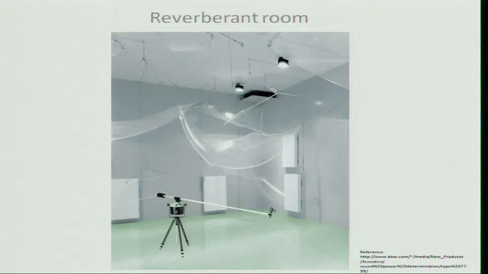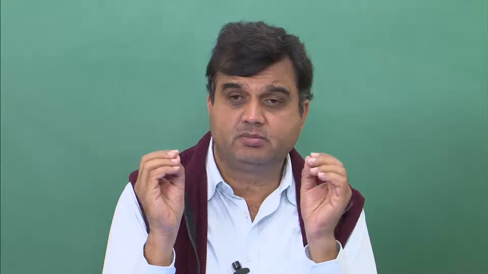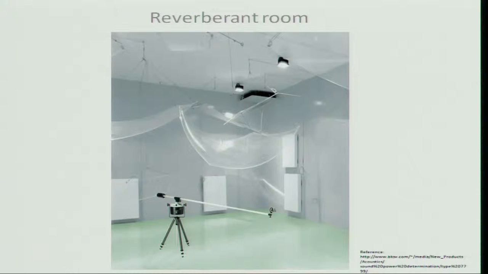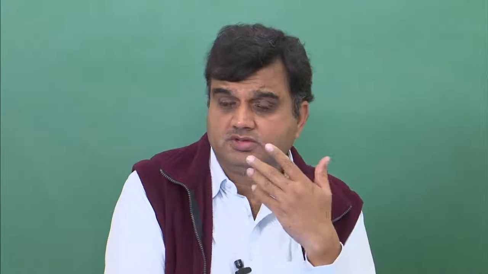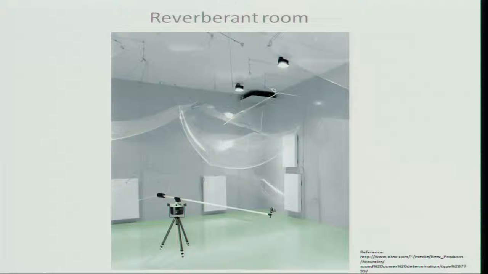What you are seeing here, and the source of this is this website, is a picture of a reverberant room, and this is just the opposite of an anechoic chamber. In an anechoic chamber, your whole approach is to make sure that the amount of echoes or reverberations is as small as possible. In a reverberant room, what you want is exactly the opposite. You want that if a sound hits the wall, it gets reflected to the maximum possible extent. So in an anechoic chamber, you theoretically have zero reverberant time, and in an ideal reverberant chamber, you would have a very long reverberant time running into several seconds. And this is the picture of a reverberant chamber.